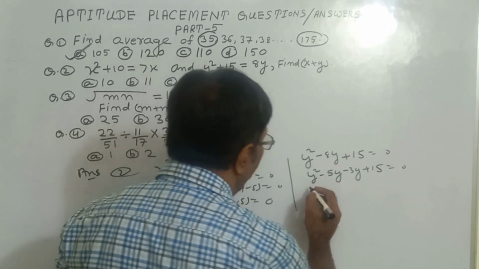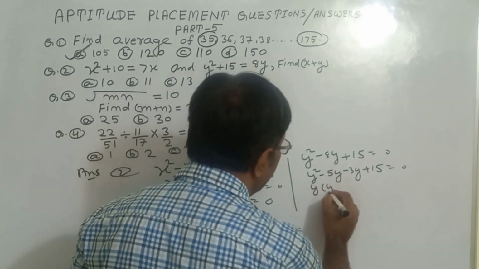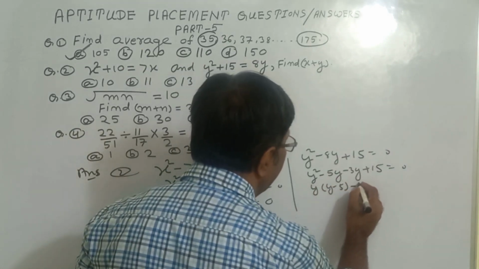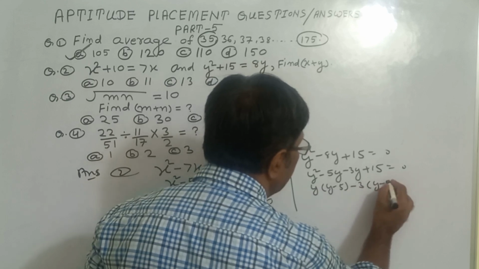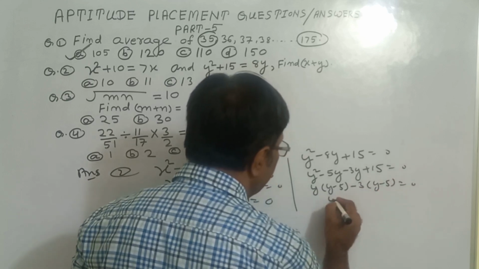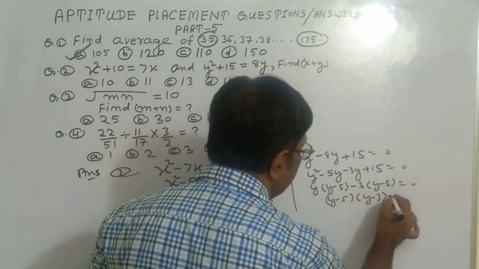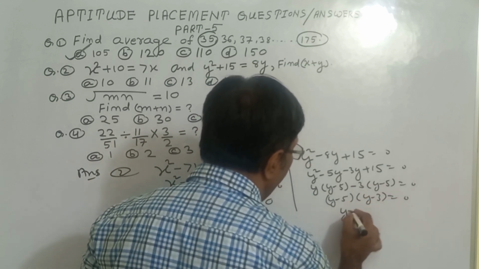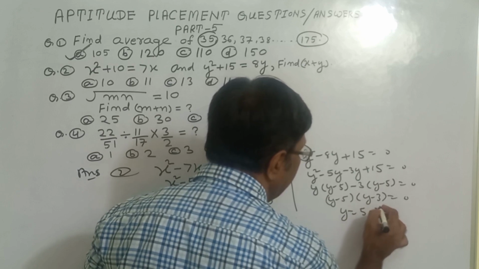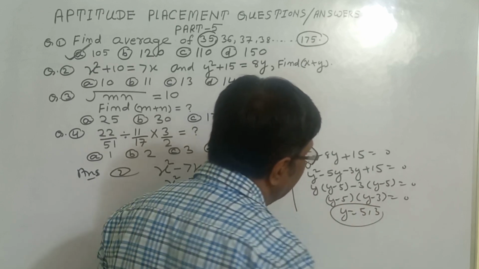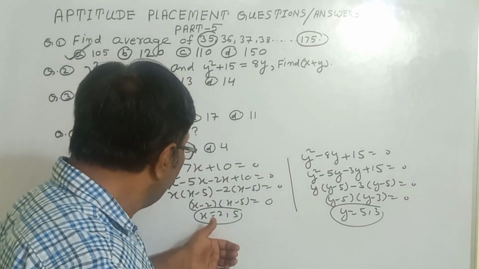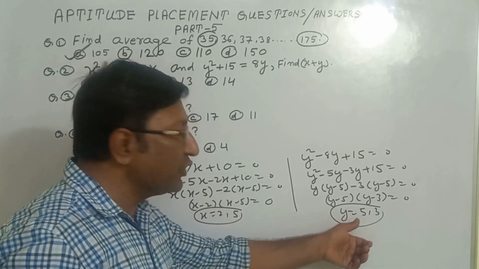Now you can find y. That is y minus 5, and here 3 common, y minus 5 equals 0. So this is y minus 5 into y minus 3 equals 0. So y equals 5 and 3. These are the values of y. So x is 2 or 5 and y is 5 or 3.